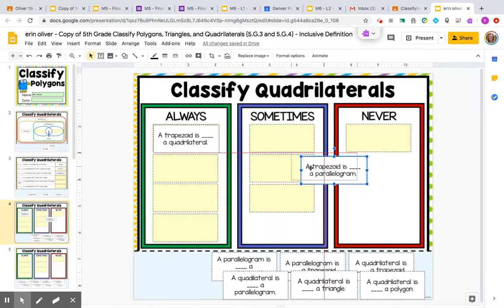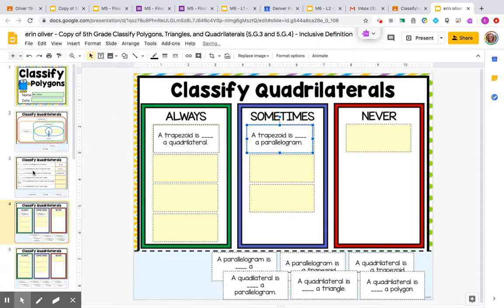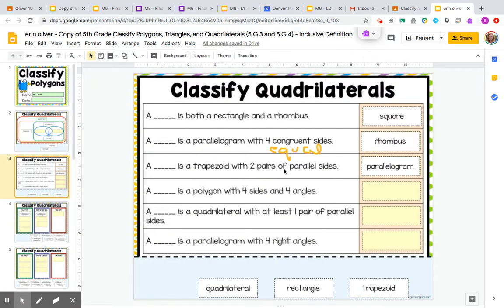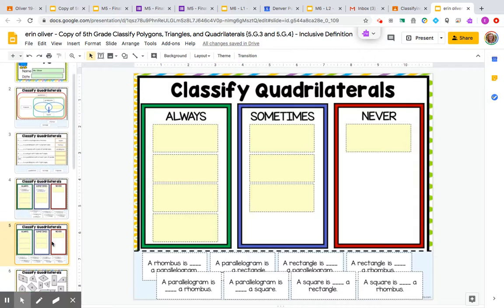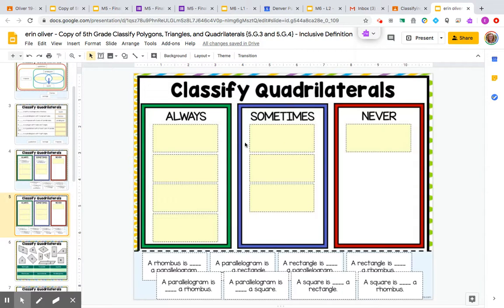So sometimes, because up here it did say a trapezoid with 2 pairs of parallel lines is a parallelogram. So sometimes trapezoids are parallelograms. There's 6 more for you to fill out. 3 of them are always, 2 of them are sometimes, and 1 of them is never. You then have some more classifying statements as always true, sometimes true, and never true.